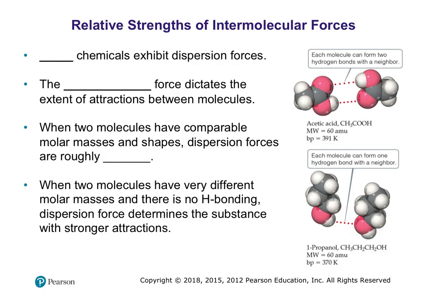So let's just review and keep this in mind, that all chemicals are going to have dispersion forces, and the strongest force that the molecule has is going to dictate the type of attractions it's going to do, or how much the attractions are. When we have molecules that have comparable molar masses and shapes, that means that the dispersion forces, or LDFs, are roughly equal. When they have very different molar masses, though, and we don't have hydrogen bonding, then the dispersion forces are going to determine how strong the attraction is.